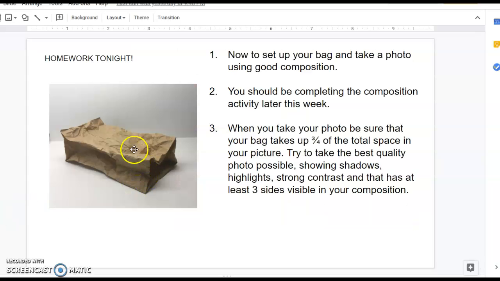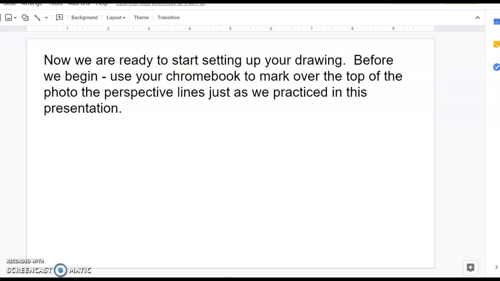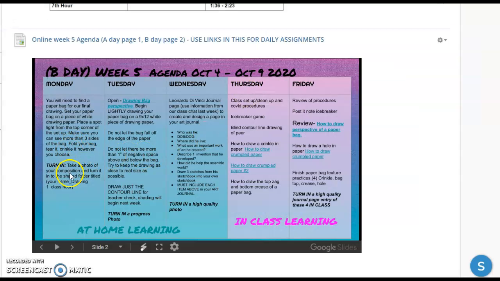Then you are going to set up your paper bag, take a good quality photo of it, crop it, and keep that bag in place to utilize throughout this project. Turn in a good high quality photo into Schoology. That is what you are working on at home right here.